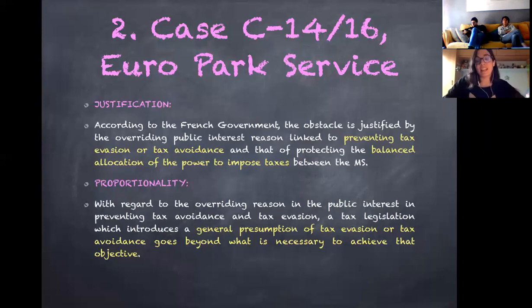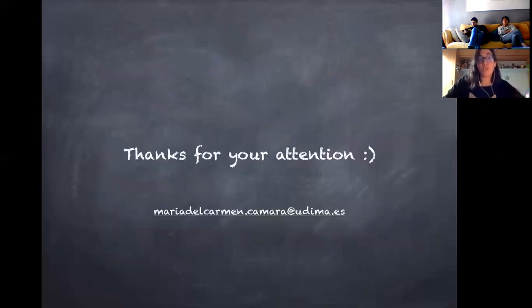So in this case, the ECJ concludes that the French legislation went against the freedom of establishment according to the Treaty on the Functioning of the European Union.